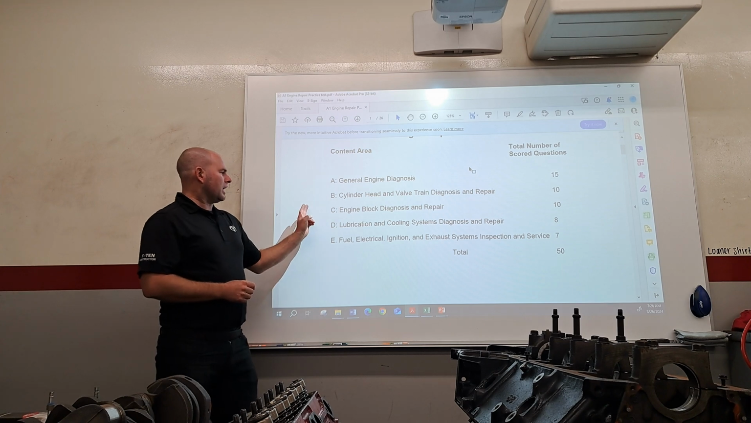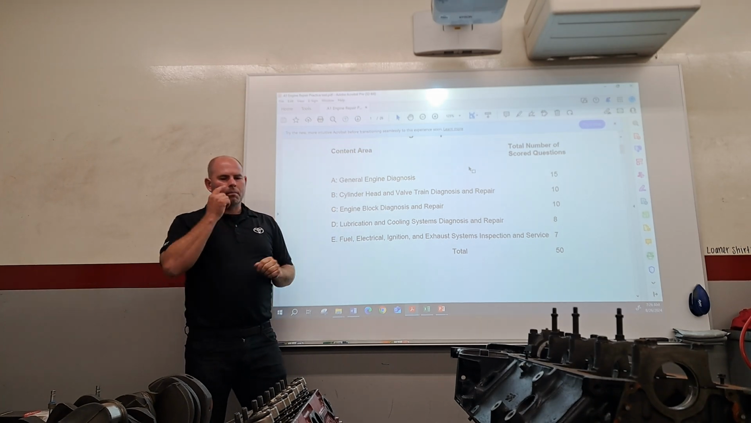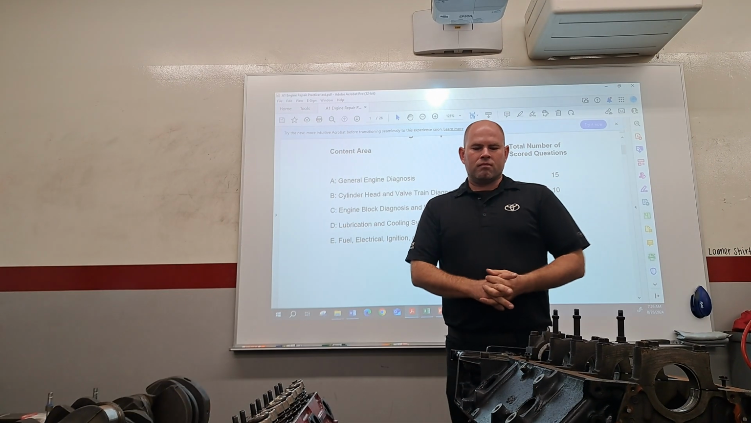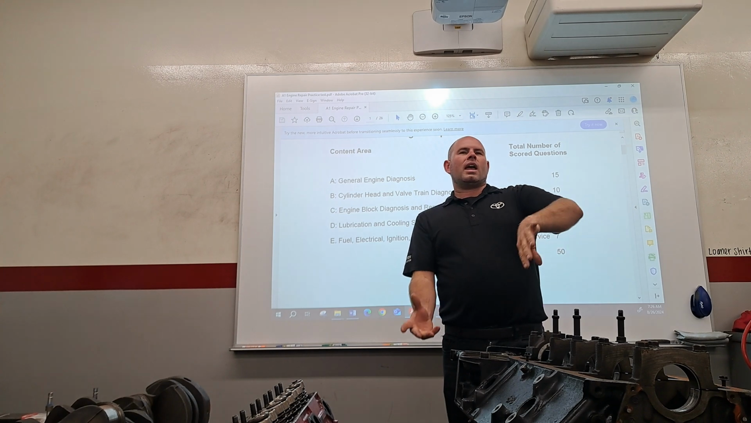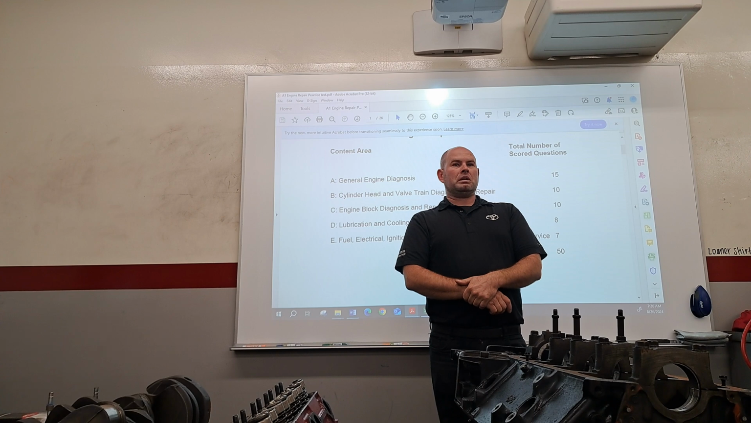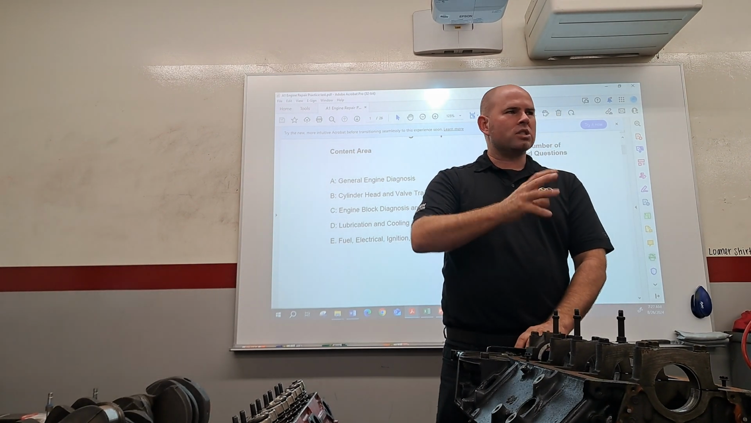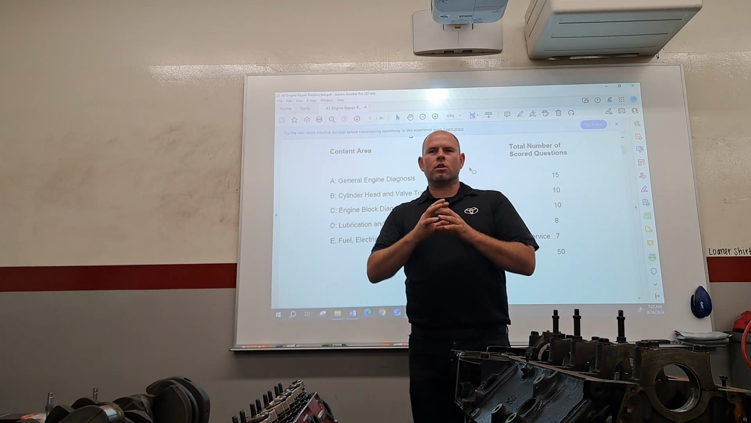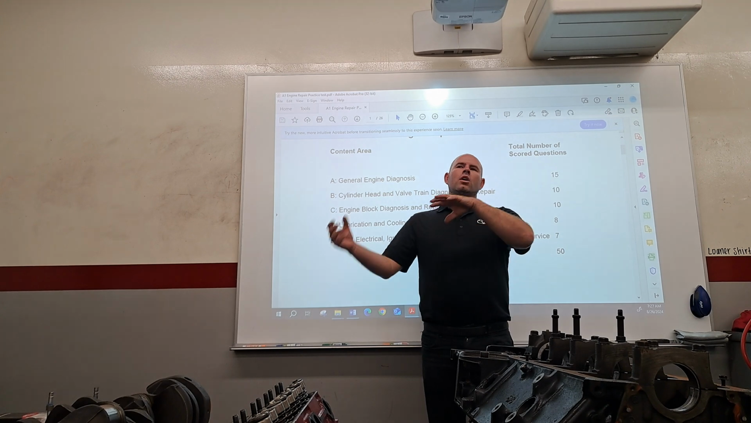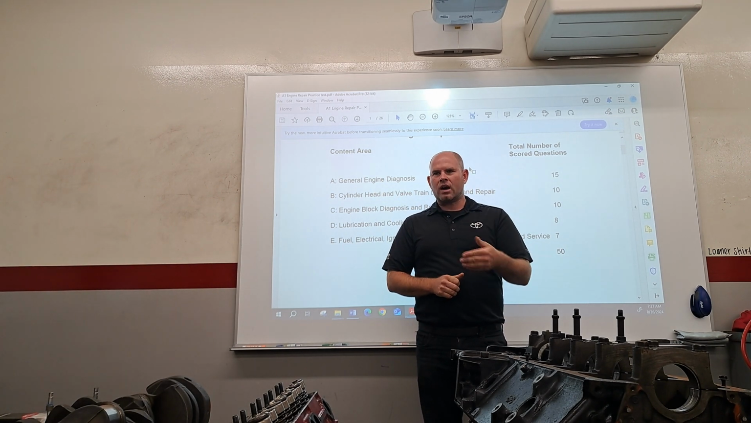And then C, similar to B, it's about the block, but not just like here is a V8. It's like here's a V8 and here are some measurements, what needs to be done. So we're going to talk about measuring the cylinders in a whole bunch of different dimensions and what those different measurements indicate, and then what would you do about it? So if you needed to bore an engine over, how would you go about it? How much would you take off?